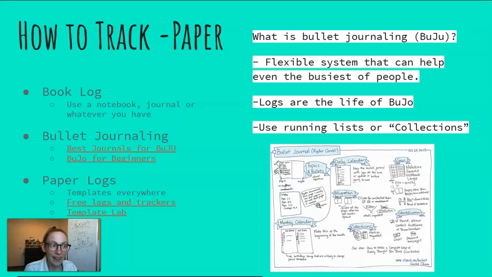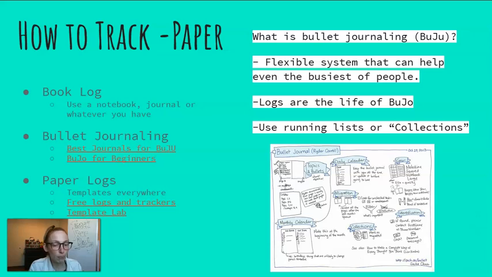So, starting with how to track with paper. There are a lot of different options, the easiest of which is just a book log where you can use a notebook or a journal or whatever you have on hand, even if it's just a set of stapled paper, that works. There's also different techniques you can use, from bullet journaling to even getting a template online where you can see all sorts of different ways to track your reading.